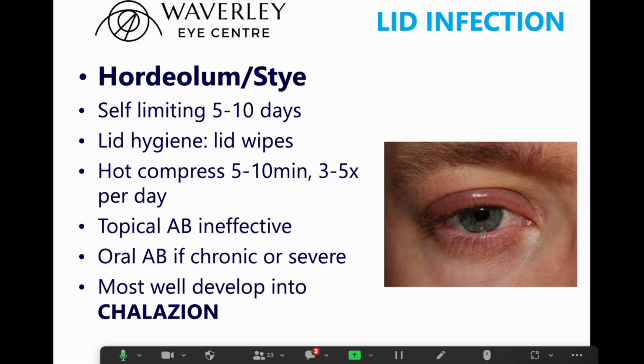Topical antibiotics are really not effective in any way. If you're going to treat it with an oral antibiotic, which can help, I often reserve those for chronic or severe ones. And this will often develop into a chalazion.